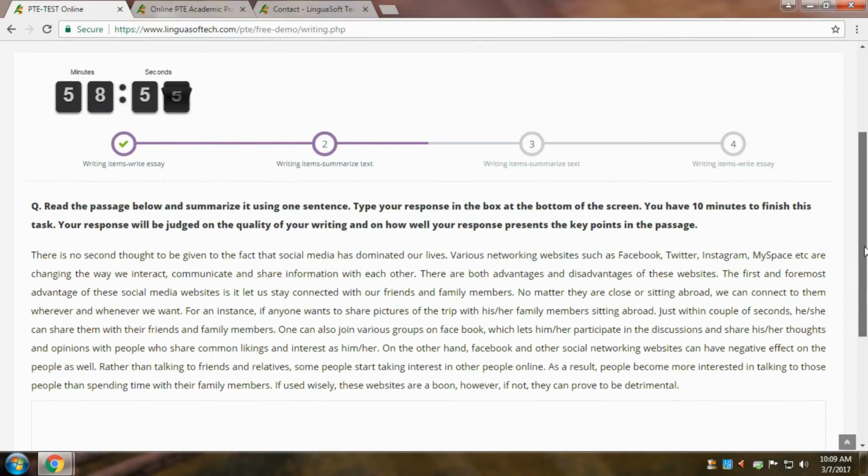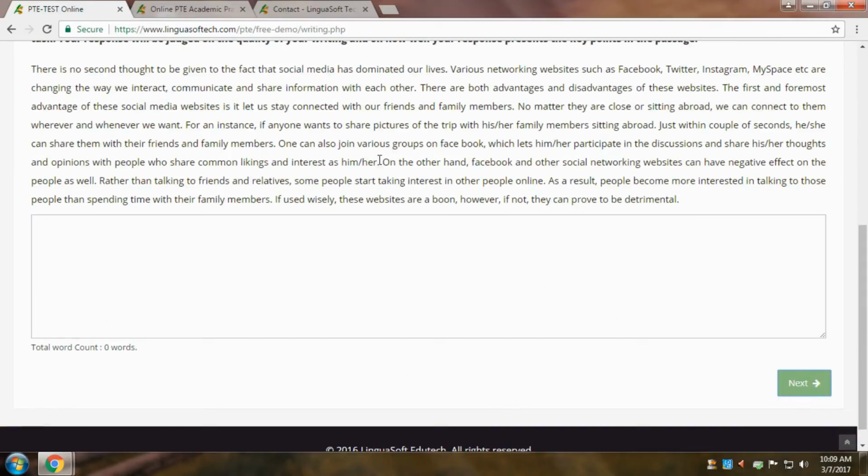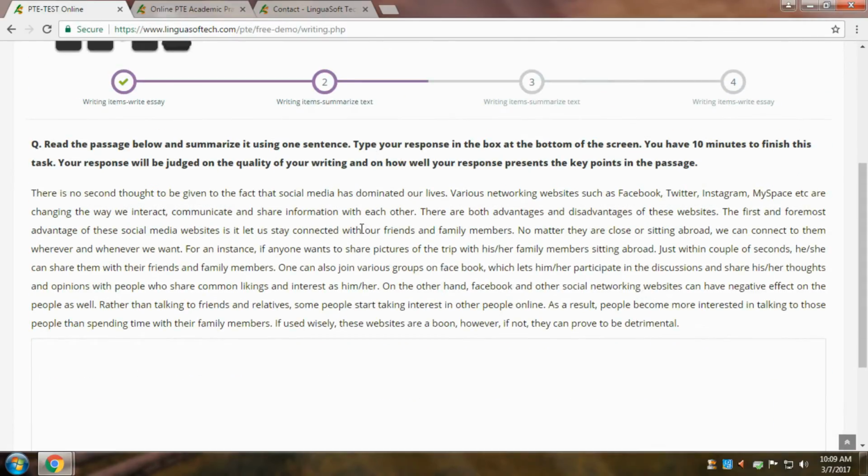Now, talking about the writing part 1 in PTE writing, you can see on a screen that there is a passage, and after reading this passage in PTE writing part 1, you are supposed to write a summary of 1 sentence. As you can see on a screen, there is a short paragraph. After reading this paragraph, you have to write a summary of 1 sentence. You are given 10 minutes to finish this task.